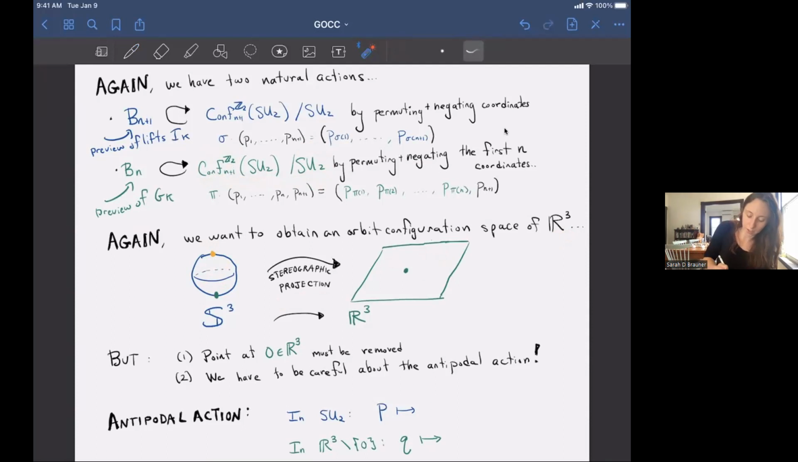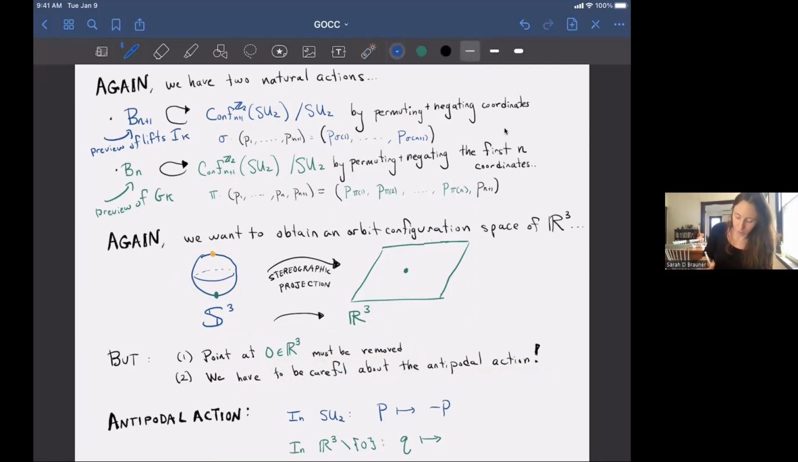Here, I'm saying I can't pick the North Pole or the South Pole. And so the South Pole under my projection maps to 0. So the first thing I have to be careful of is that my point at 0 under the stereographic projection map has to be removed. But more importantly, I have to be careful about my antipodal action. Over here, my antipodal action was very natural. It was just sending P to negative P, like this point to that point. But once I stereographically project, things get a little bit weird.